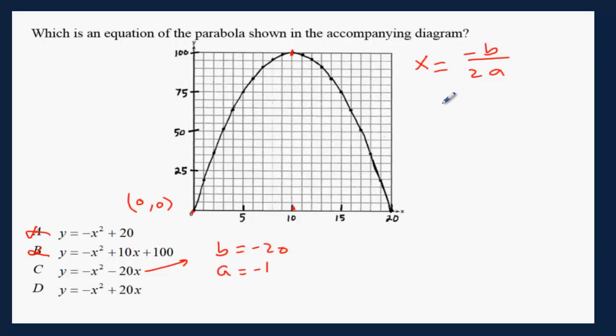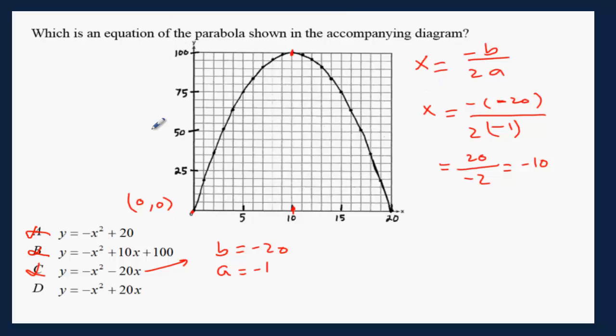If we do this here, we get x equals negative b, that's going to be negative times negative 20 over negative 2 times negative 1, 2a, 2 times negative 1. That's going to be positive 20, negative is positive, 2 times negative 1 is negative 2. Your final is going to be negative 10. But the axis of symmetry here is positive 10. This one will not work. C doesn't work. Why? Because the axis of symmetry is a negative number.